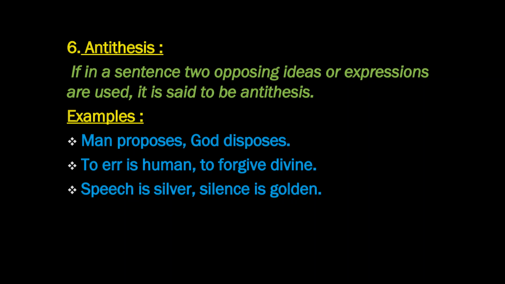So you observe that speech and silence are opposites. Err and forgive are opposites. Human and divine again. So there are two pairs of opposites in the second sentence. Now coming to the first example, man and God, proposes and disposes. So this is how you observe that two opposing ideas are used in the same sentence.